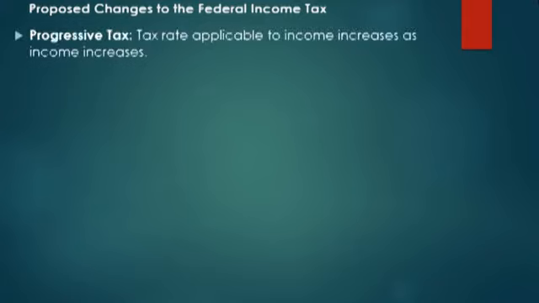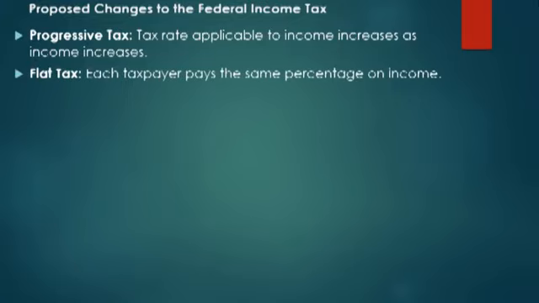You've got a progressive tax rate applicable to income increases as income increases. The reverse of that would be a regressive tax. Then you have a flat tax where each taxpayer pays the same percentage on their income. Pretty straightforward. If you have a 10% flat tax, you earn $10,000, your tax is going to be $1,000. If you have a 10% tax, you earn $100,000, your tax is going to be $10,000. It's going to be 10% no matter what. That's the concept of a flat tax. Although most flat tax proponents typically have some sort of exemption built in of a certain amount of income, so it's not a true, pure flat tax, but it is what it is.